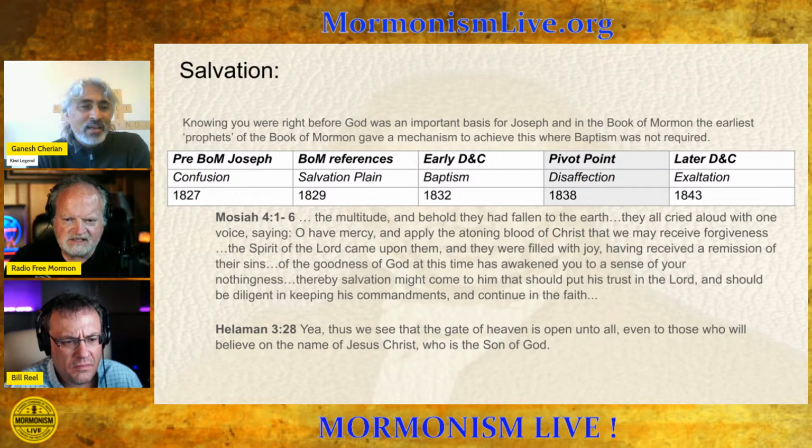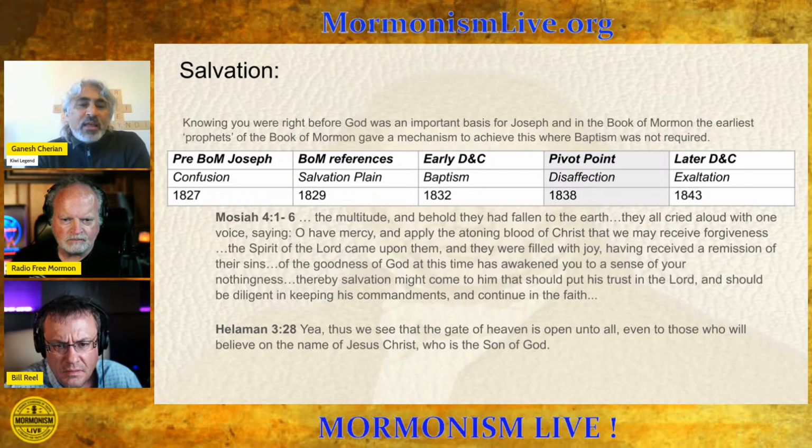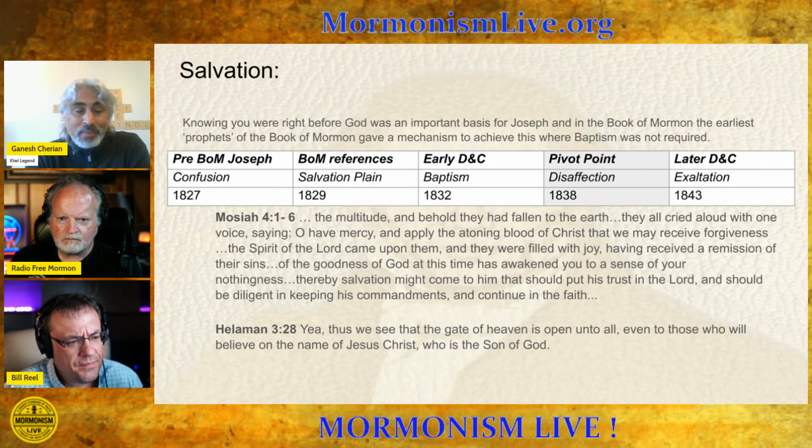So under the subjects of salvation, where does the second anointing come in, do you think? So that comes in in that period of time, in that exaltation period, where people are trying to assure their salvation, right? Back in Mosiah with King Benjamin, they're assured their salvation. They just have to keep the commandments and continue in faith. That will assure their salvation.